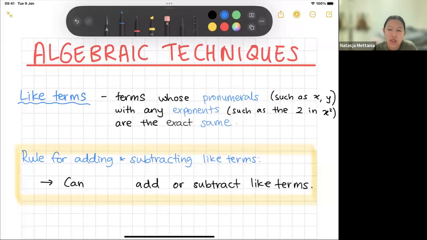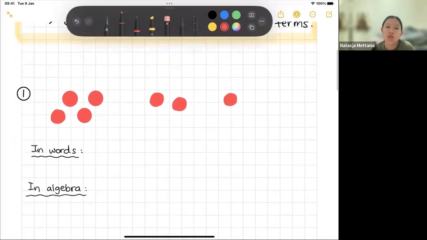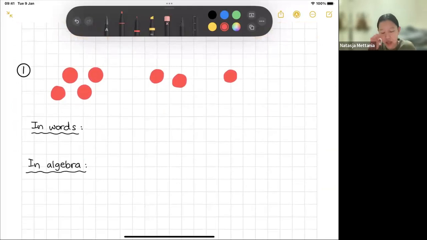Now, in this lesson, what we're going to be doing is adding and subtracting those terms. To add and subtract, we need to figure out a rule. In algebra, for you to add or subtract something, they must be like terms. You can only add or subtract when the terms are exactly the same in terms of their letter and their power or exponent. Okay, so let's look back on primary school when you did algebra.